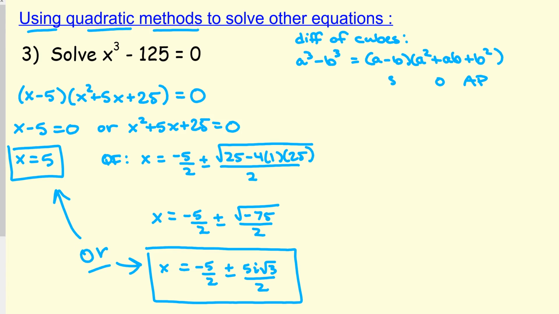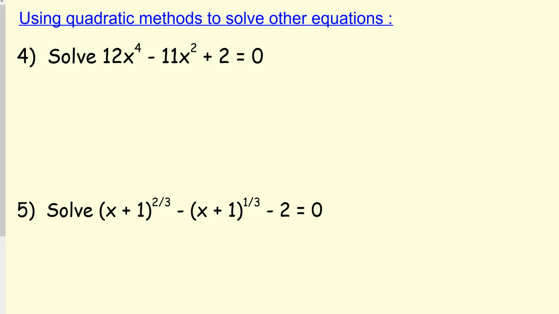Okay, now let's take a look at another problem that we're going to use quadratic methods to solve. So equation number 4 is not quadratic. It's what we call quartic. When you have the power 4 as your highest degree, it's quartic.